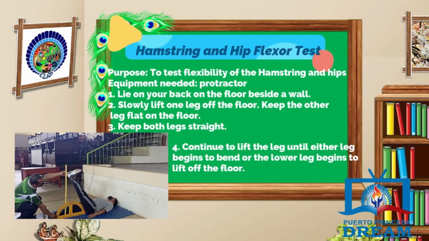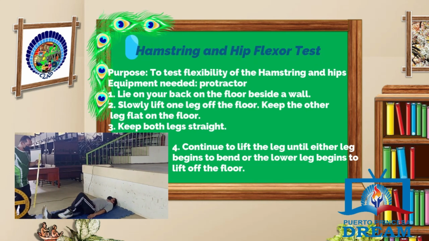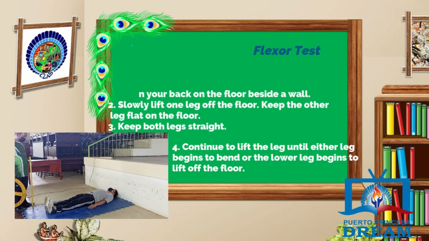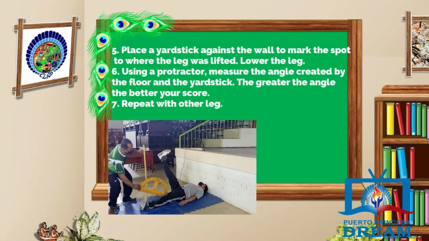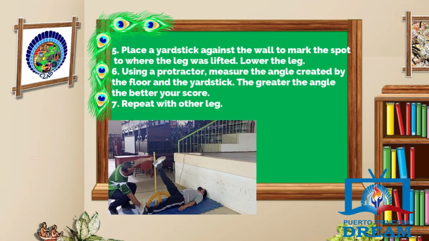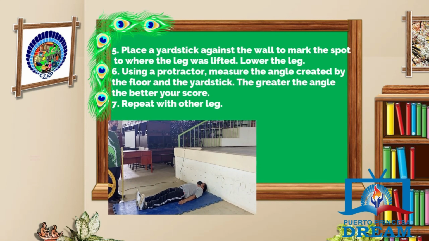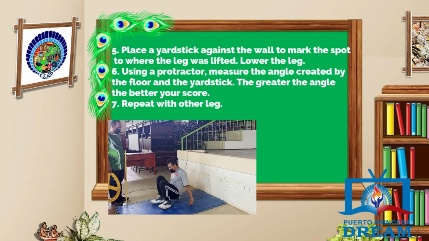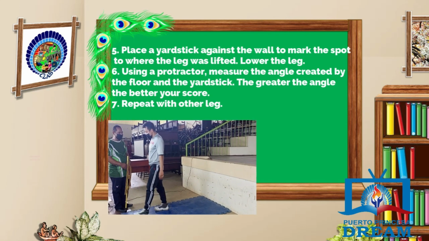4. Continue to lift the leg until either leg begins to bend or the lower leg begins to lift off the floor. 5. Place a yardstick against the wall to mark the spot where the leg was lifted. Lower the leg. 6. Using a protractor, measure the angle created by the floor and the yardstick. The greater the angle, the better your score.